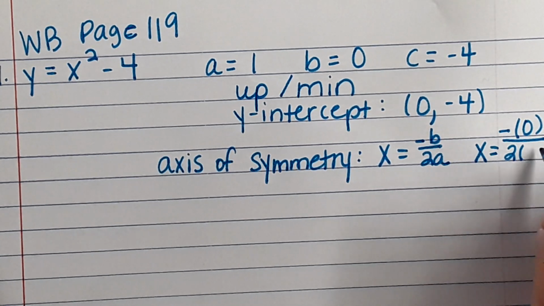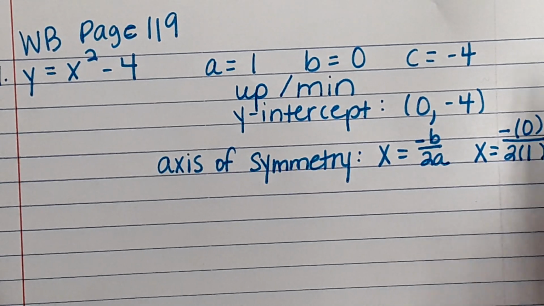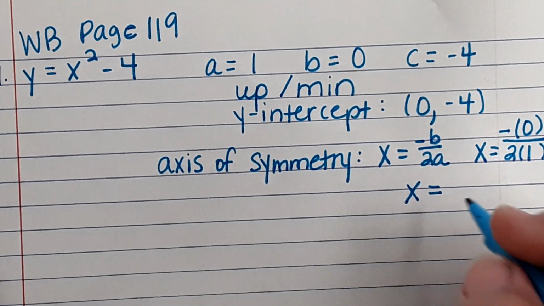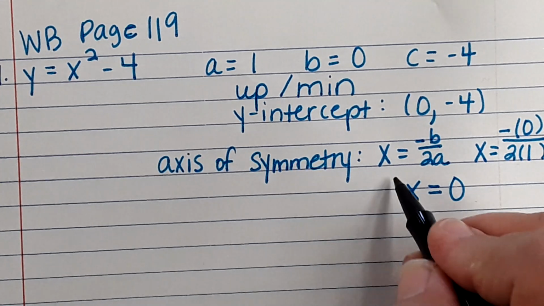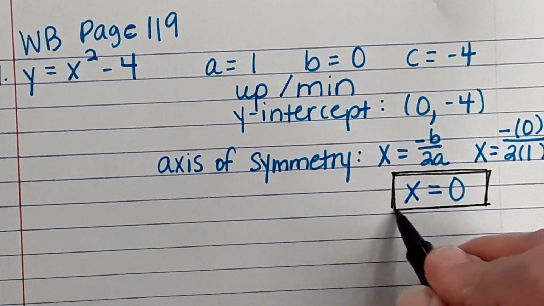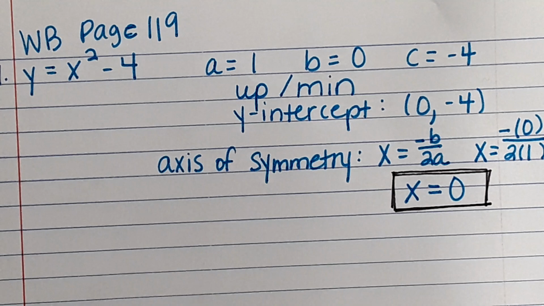What is A in this problem? 1. Now what is 0 divided by 2? 0 divided by 2 is 0. You guys, anytime 0 is in the numerator, everyone listening, make sure you're hearing me: anytime 0 is in the numerator of a fraction, your answer is going to be 0. So this is the one thing that we're going to add now. We're going to add our axis of symmetry.